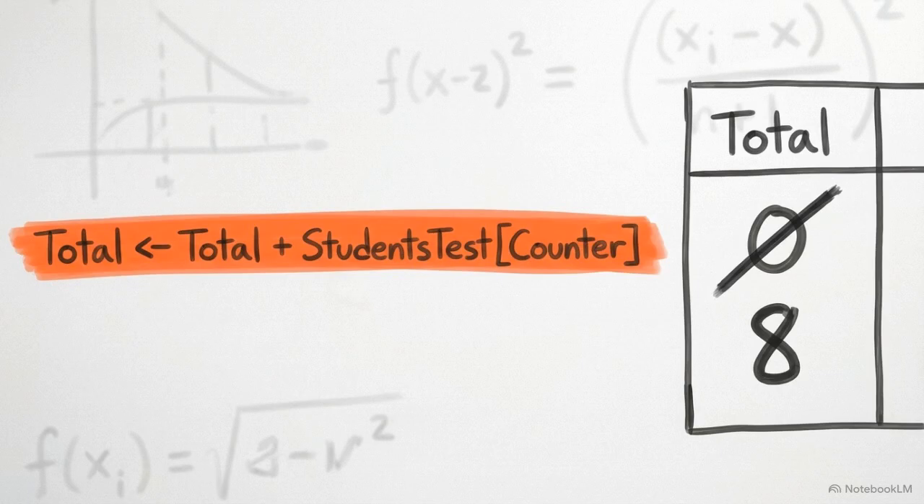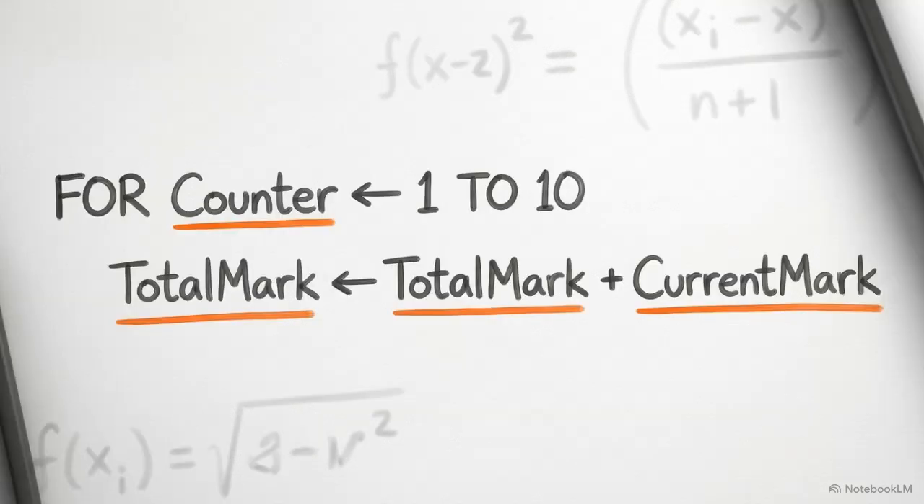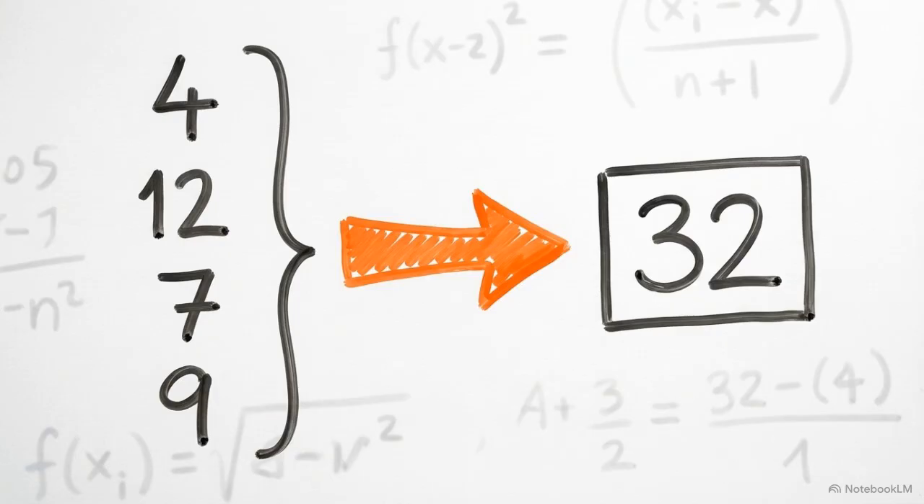If a program requires tracking a 10-question quiz, we define those exact parameters. The counter limits the loop from 1 to 10, and the operational line calculates total mark, pulling directly from current mark. An iterative totaling algorithm serves a singular purpose. It consumes a dispersed array of individual data points and sequentially compresses them into a single, unified metric of magnitude.